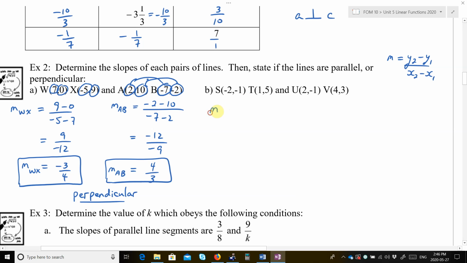All right, how about letter B? Let's go y2 minus y1, 5 minus negative 1, and x2 minus x1. So we end up getting add opposite, 6 over 3, which is 2. That is the slope of ST.